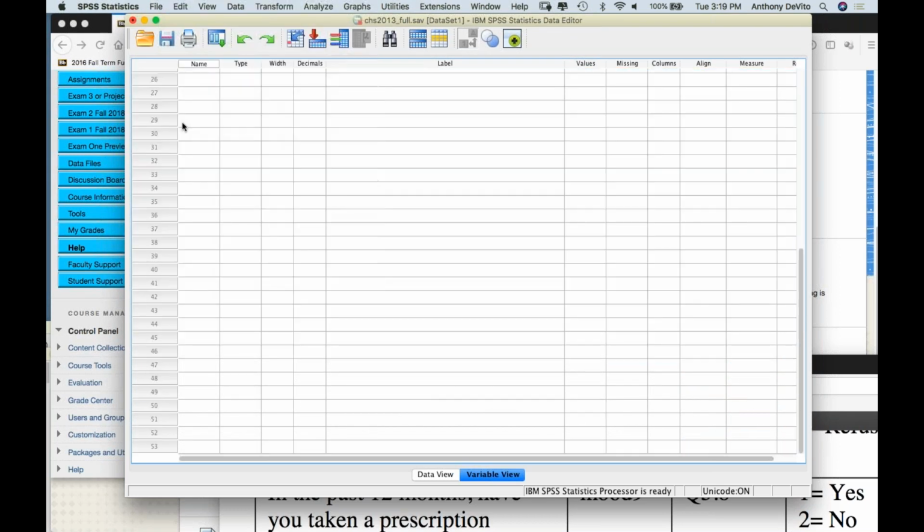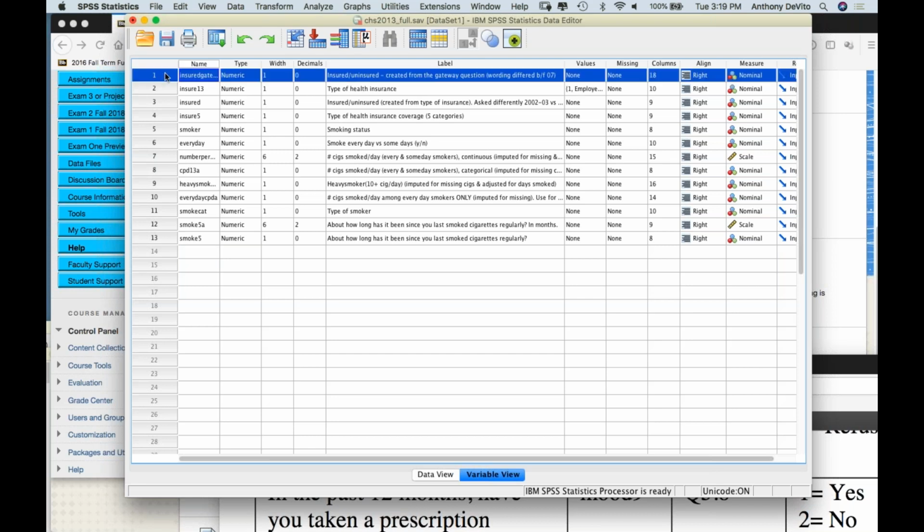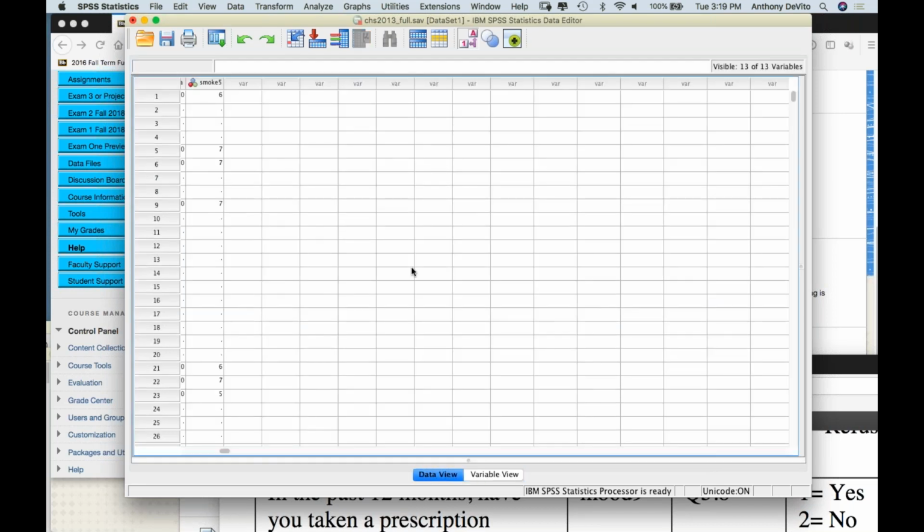Highlight them, just say clear. And now I only have the variables I'm interested in. You could eliminate more of these if you want, right? If you're interested in eliminating them. So you get to choose what you're going to work with. This makes things a little easier. In fact, you might only want to work with what I got here.